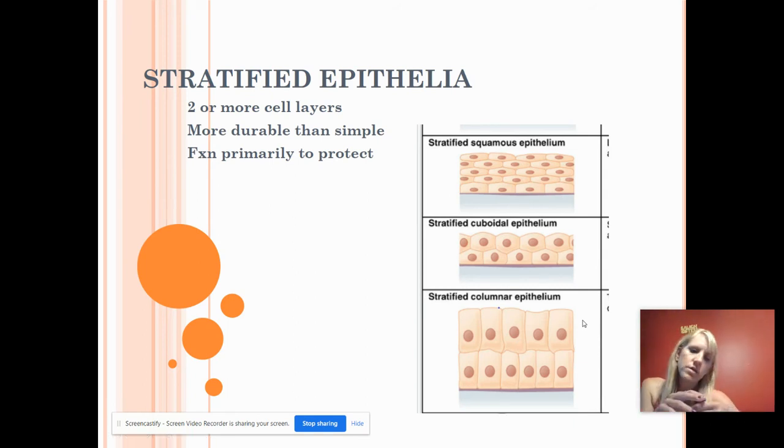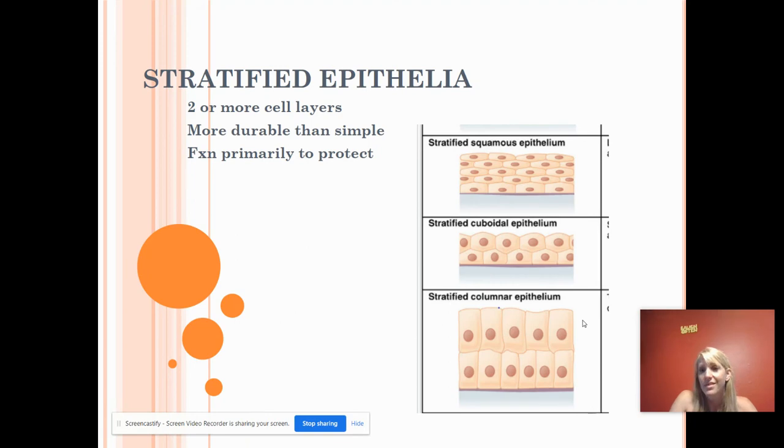So go back and review the simple. If you have any questions, it's squamous. Sorry about that. Stratified epithelial. Stratified means 2 or more layers. It's more durable because there's many layers. Look at this. Here's 2 layers. Here's many layers. The main function in stratified epithelial is to protect because there's many layers.